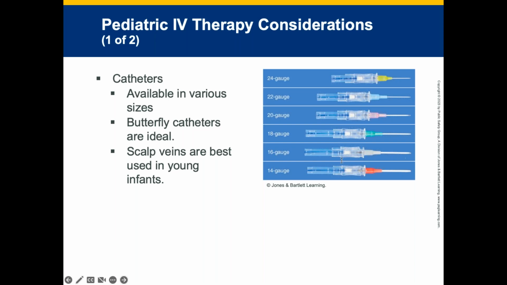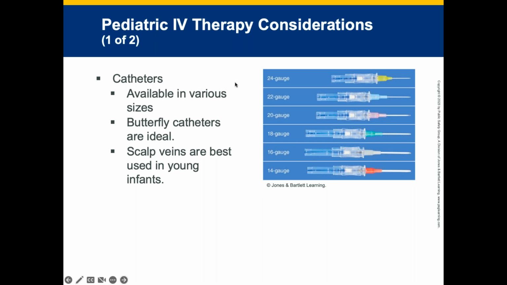Depending on the size of the patient and the size of the available veins that you can find, butterfly catheters are ideal. The problem with butterfly catheters is it's hard to do fluid administration through those. But scalp veins are best used in young infants. 24 is the smallest catheter we run into.